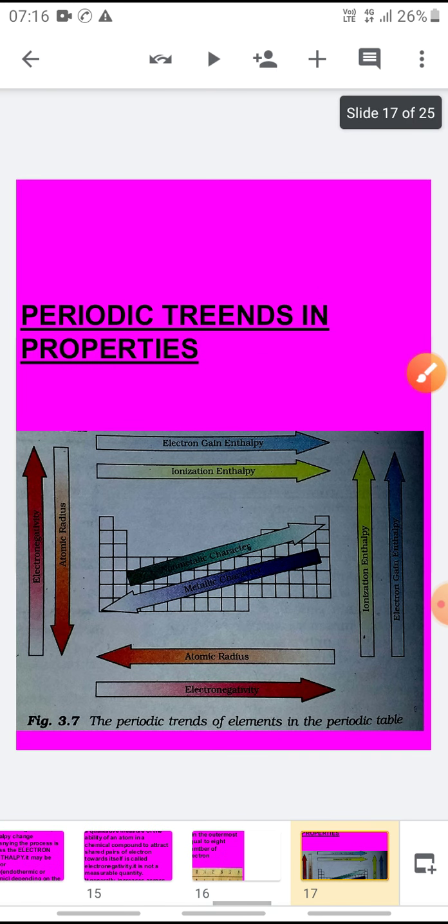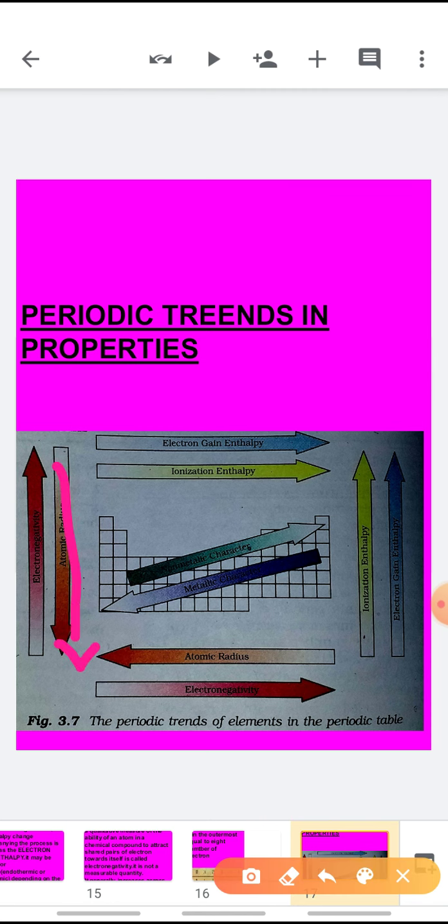Now next are the periodic trends in chemical properties. Here, just with the help of arrows, it is shown to you how the properties are changing. The first was atomic and ionic radii. I have told you the atomic radii increase from top to bottom. From here to here it is decreasing.